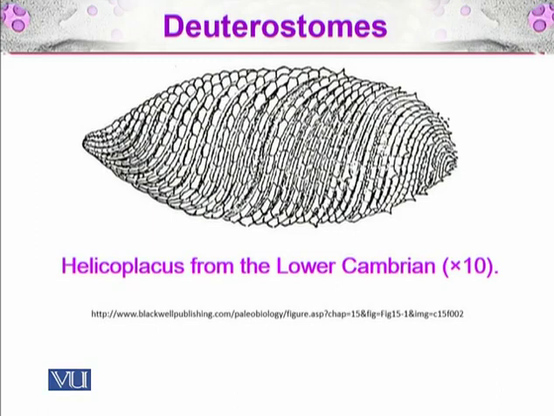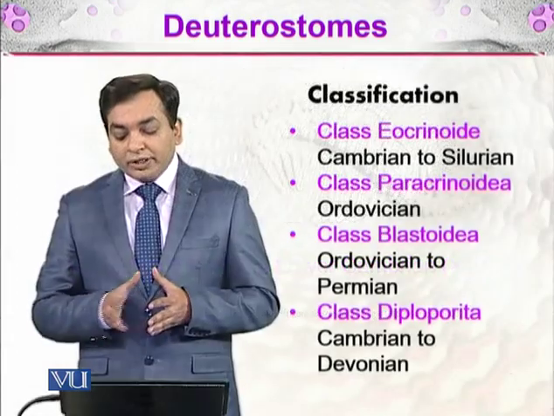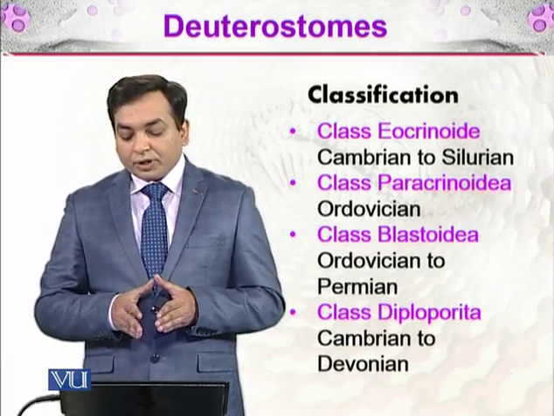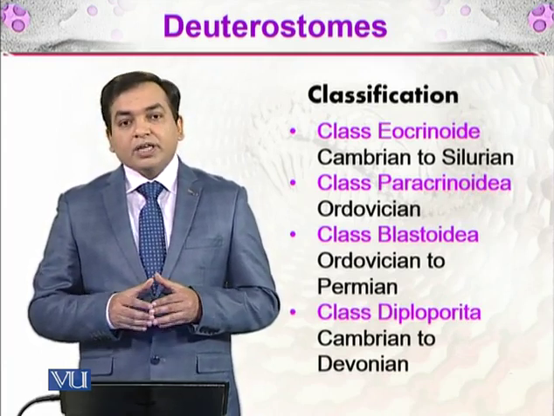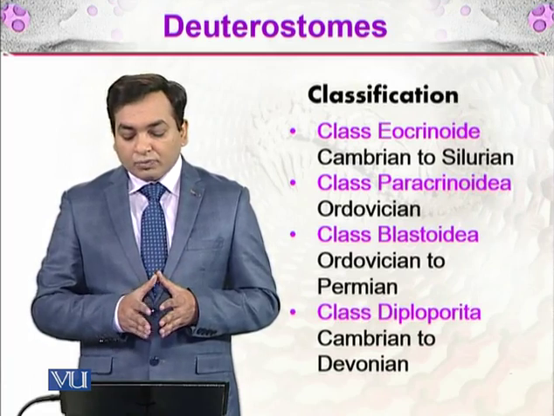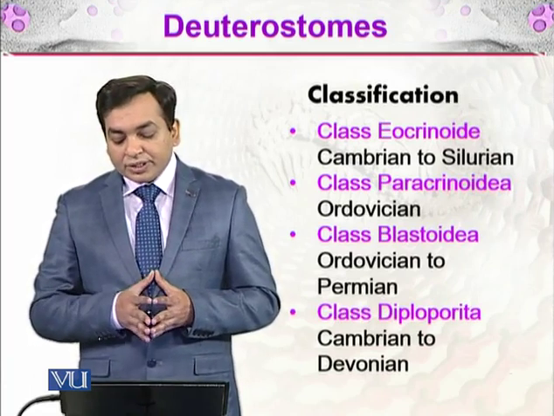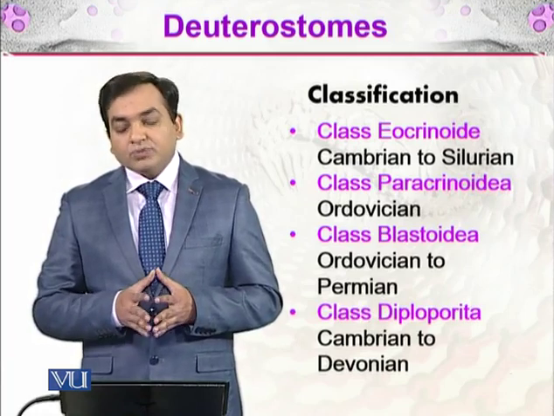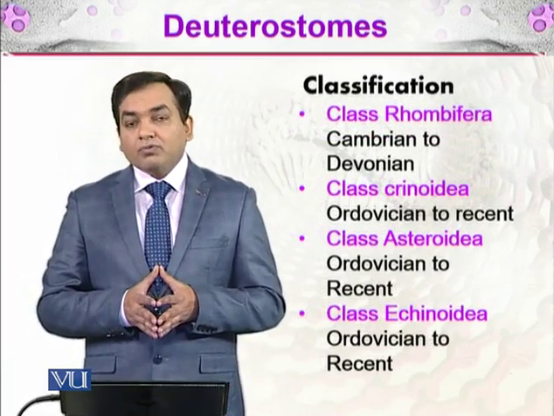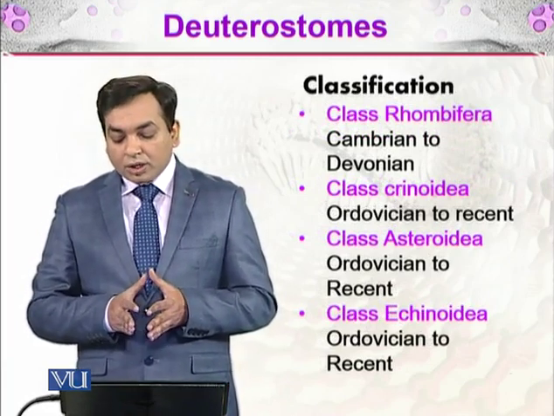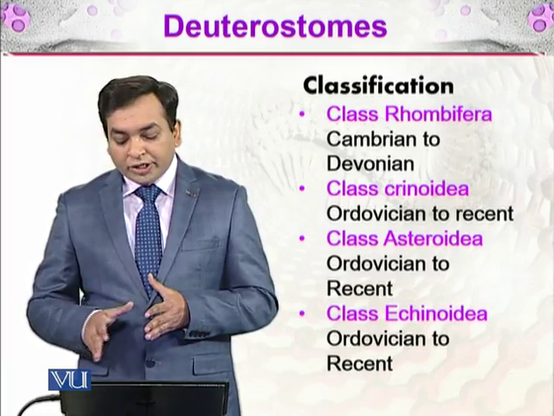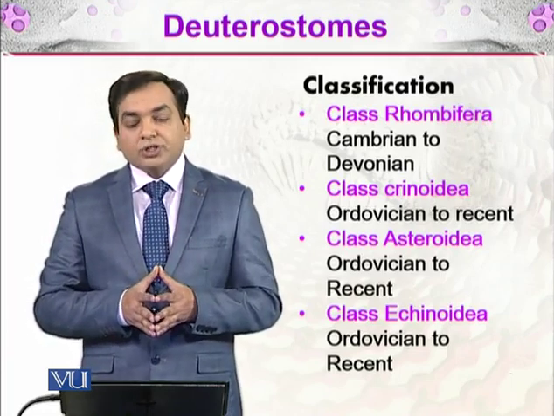And what is the classification of the echinoderms? The class Eocrinoidea was present from the Cambrian to the Silurian. Then there is the class Paracrinoidea, which was present during the Ordovician period. Then the class Blastoidea was present from the Ordovician to the Permian. And then there is the class Diploporita, which was from the Cambrian to the Devonian. The class Rhombifera was from the Cambrian to the Devonian. Class Crinoidea, class Asteroidea, and class Echinoidea were all three present from the Ordovician to the recent.